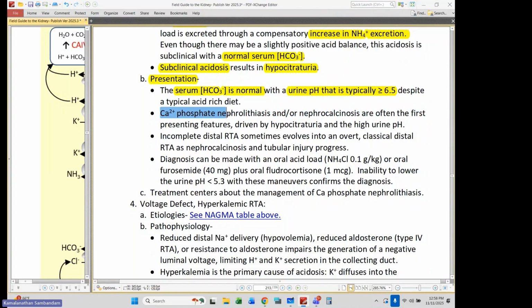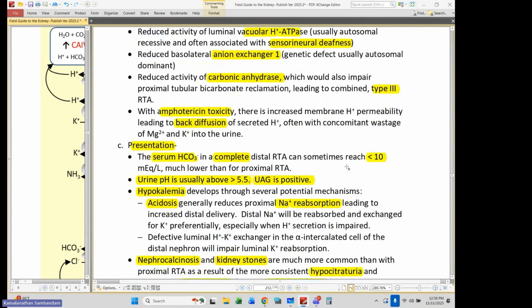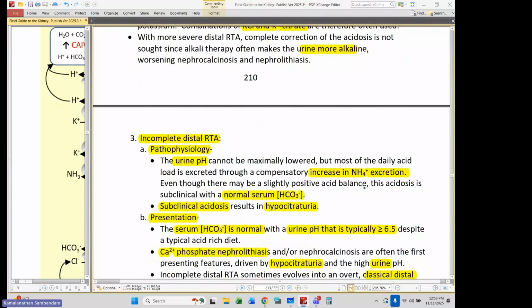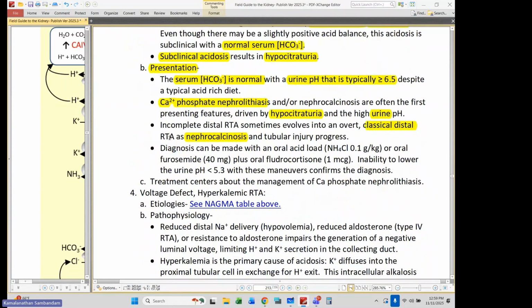Again, calcium phosphate nephrolithiasis is sometimes a presenting feature of an incomplete RTA. Hypocitraturia and high urine pH are the factors at play. And again, sometimes you get the overt distal RTA. Sometimes that is driven by the onset of nephrocalcinosis. Remember, I told you RTAs are sometimes, which happened first? RTA first, then nephrocalcinosis, or nephrocalcinosis and then impaired proton secretion and RTA. So some of these patients can develop into overt distal RTAs as that tubular injury mounts with the calcium phosphate deposition in the renal parenchyma.